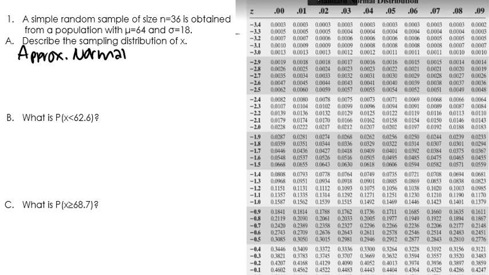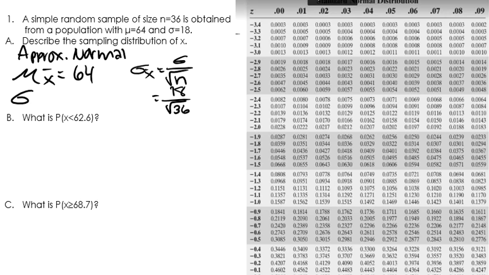Now, since this information is based on the population data, the mean is going to be the same as the mean for the population. Now for the standard deviation, we're actually going to use the formula population standard deviation divided by the square root of n. So when we plug that in, we have 18 over the square root of 36. And we have a standard deviation that equals 3.